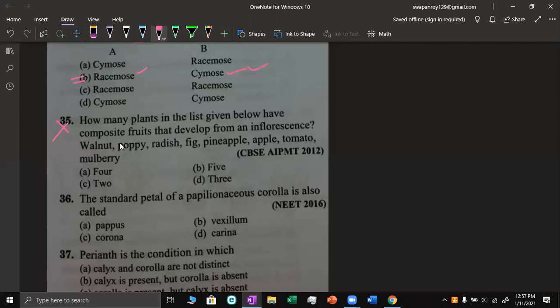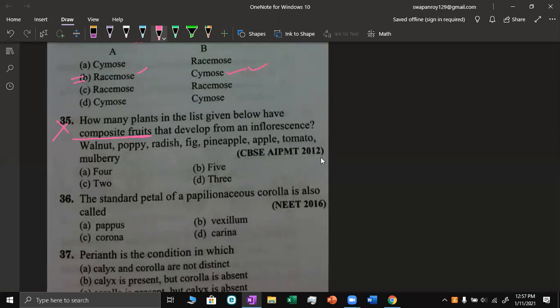Here a composite fruit has been given. In your book there is no topic on types of fruit. There is only what a fruit is and the different parts of the fruit, and only simple fruit has been described, and only two fruits, mango and coconut, which are drupe type.